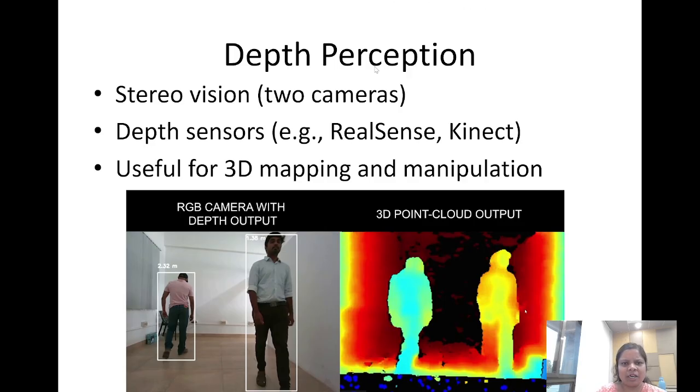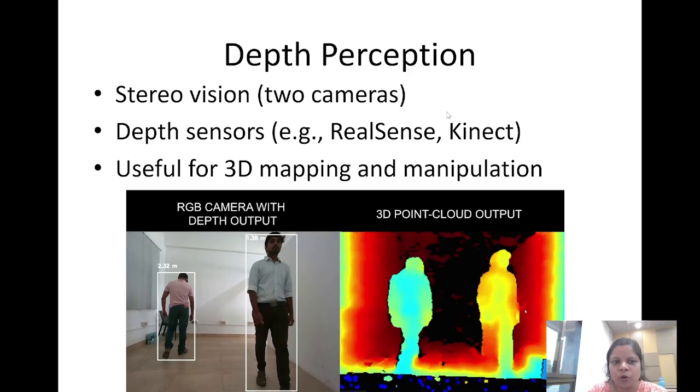Okay. Now, this is depth perception. Robots don't just need to see, they also need to perceive depth. Stereo vision uses two cameras. If you know stereo vision, with the help of two cameras, you map to a single point, and then you try to estimate the depth using disparity in the images. So stereo vision uses two cameras to estimate distances.